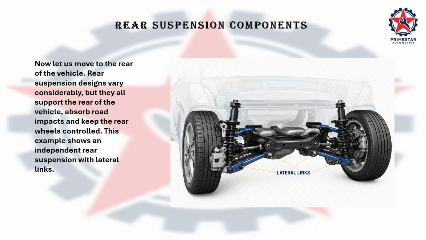Now let us move to the rear of the vehicle. Rear suspension designs vary considerably, but they all support the rear of the vehicle, absorb road impacts, and keep the rear wheels controlled. This example shows an independent rear suspension with lateral links.